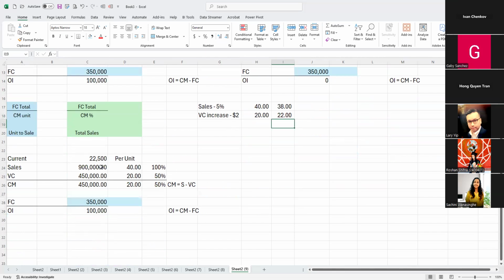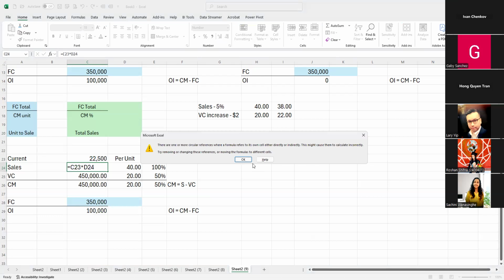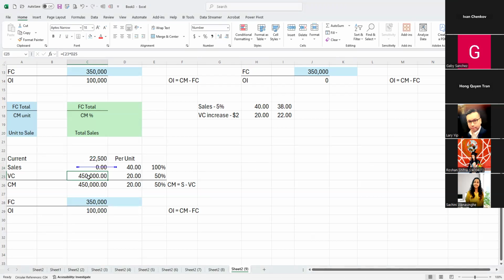So now let's see what's going to happen. Now I don't know what my sales are. This one I don't know. Let's say we're selling 1 unit. If I sell 1 unit, that will be equal to this one times that one. That's a cross reference. Okay, too many cross references. Let's leave it the way it is.